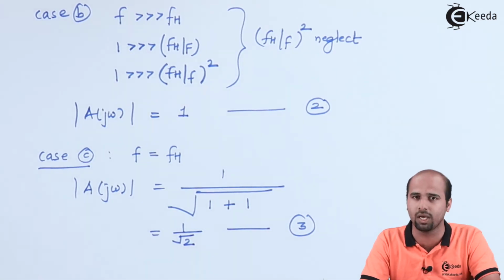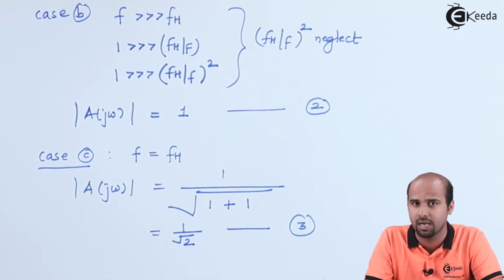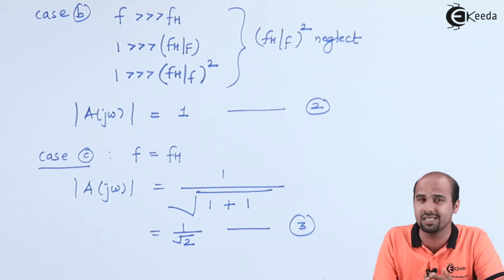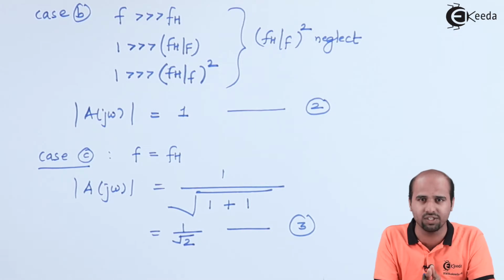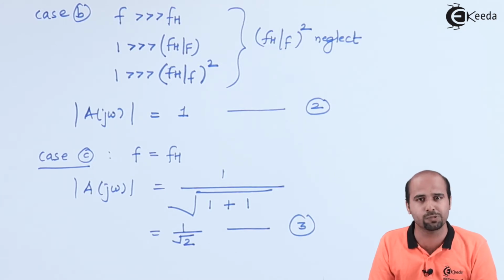So in case A, whatever value I am getting is decreasing with respect to f. In case B, the value of A is constant, which is maximum, and in case number C, whatever value I am getting is less than 1, at exact frequency, that is nothing but the cutoff frequency fh. So at fh we are getting gain equal to 1 upon root 2. Okay, we will try to plot a graph of gain with respect to frequency in logarithmic scale.